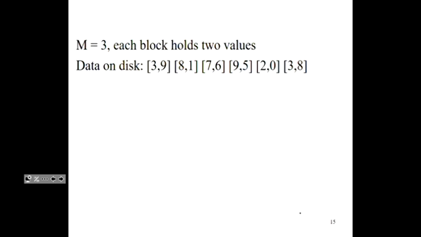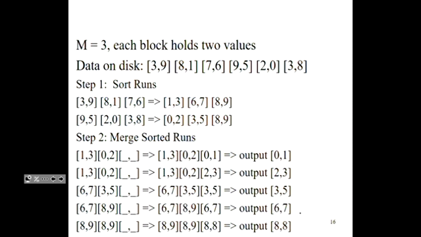Let's say I have m is equal to 3, each block holds 2 values. So I have these 6 blocks, so b of r is equal to 6. The first step is to sort the runs, so I will grab these 3 blocks, store it in memory, sort it, and then write it out to disk. So I have these 3 blocks that I've sorted, written out in this way. I have these 3 blocks that I've sorted, written out in this way. Now I have these 2 runs that are both stored on disk.